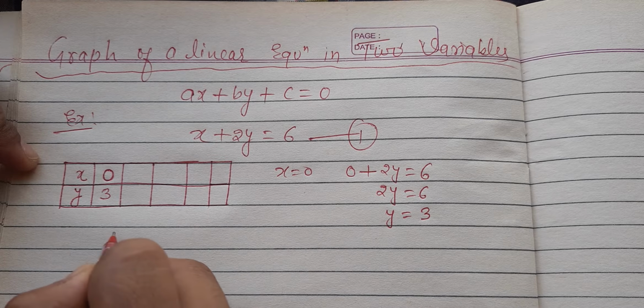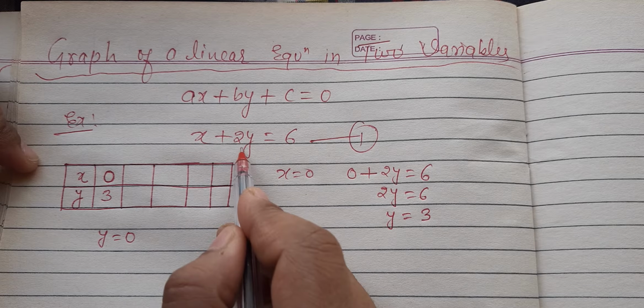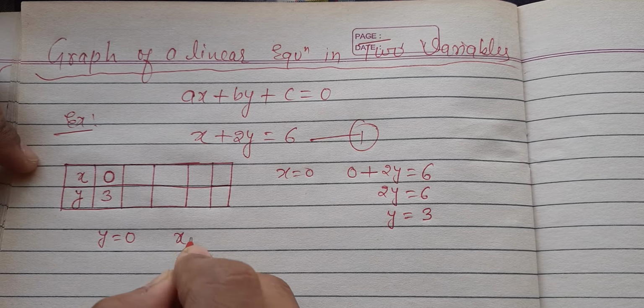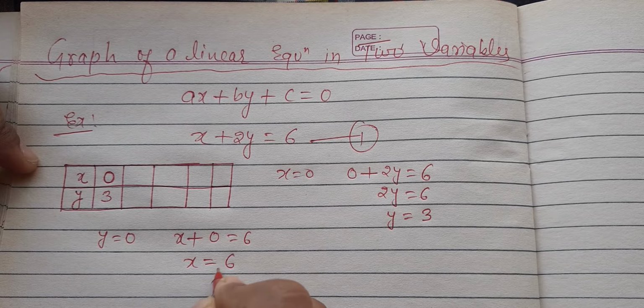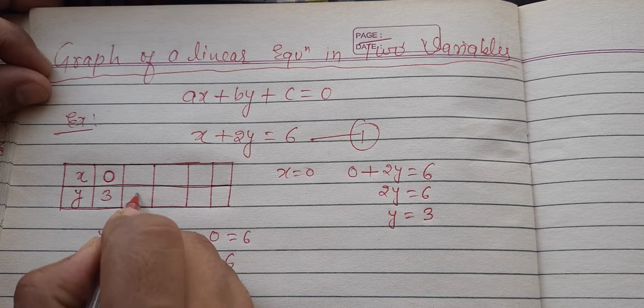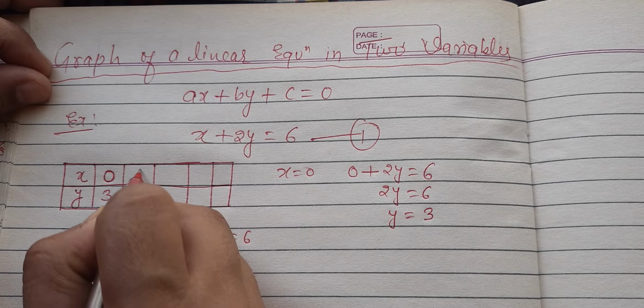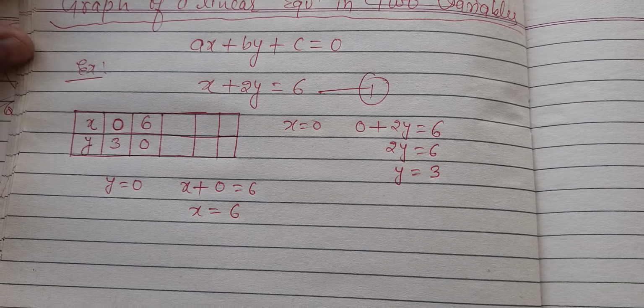Okay, now next we'll put y equals to 0. Now what if we put y equals to 0? We'll get x plus 0 equals to 6, or x equals to 6. So when we put y equals to 0, the value of x is coming 6. Okay, these are the two values.